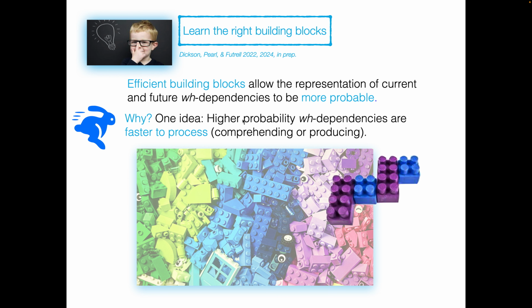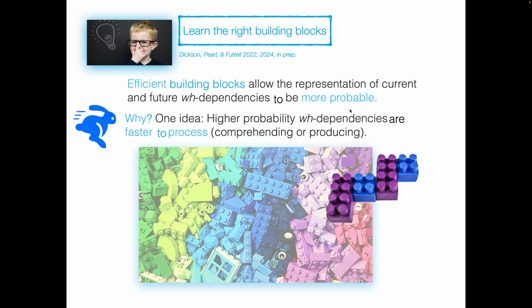One idea is that higher probability things in general in your life are easier. So higher probability WH dependencies are going to be faster for you to process, whether you're comprehending them or producing them. If they're just higher probability, life is easier for you. So you're trying to find building blocks that make your input, your experience, your WH dependencies in your life more probable.